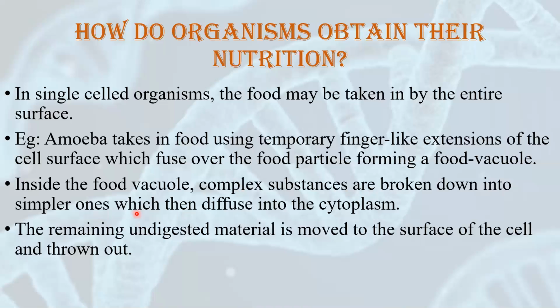And once it is converted into simple substances, then what does it do? It diffuses into the cytoplasm. The food is diffused into the cytoplasm. Now after this process, the undigested material remains inside the food vacuole, and it is moved to the surface of the cell and then thrown out from the surface.